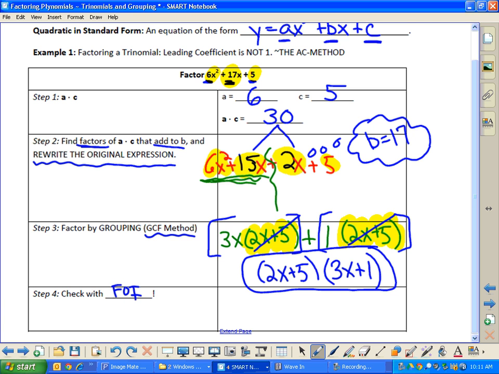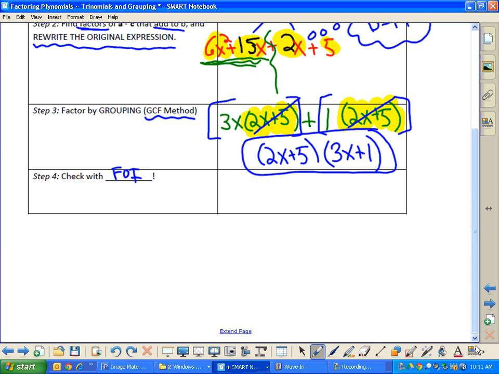So I'm going to check it with some FOIL. 2x times 3x is 6x squared. 2x times 1 is 2x. 5 times 3x is 15x. And then 5 times 1 is 5. When I combine my like terms in between, I do get 17x plus 5.